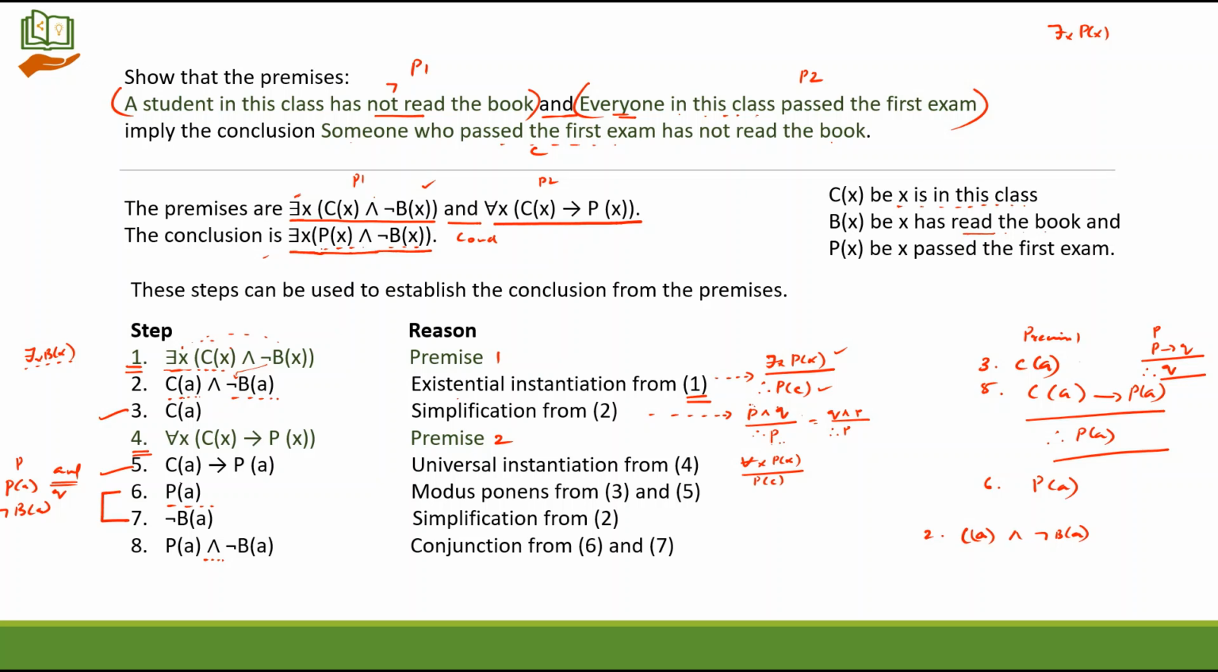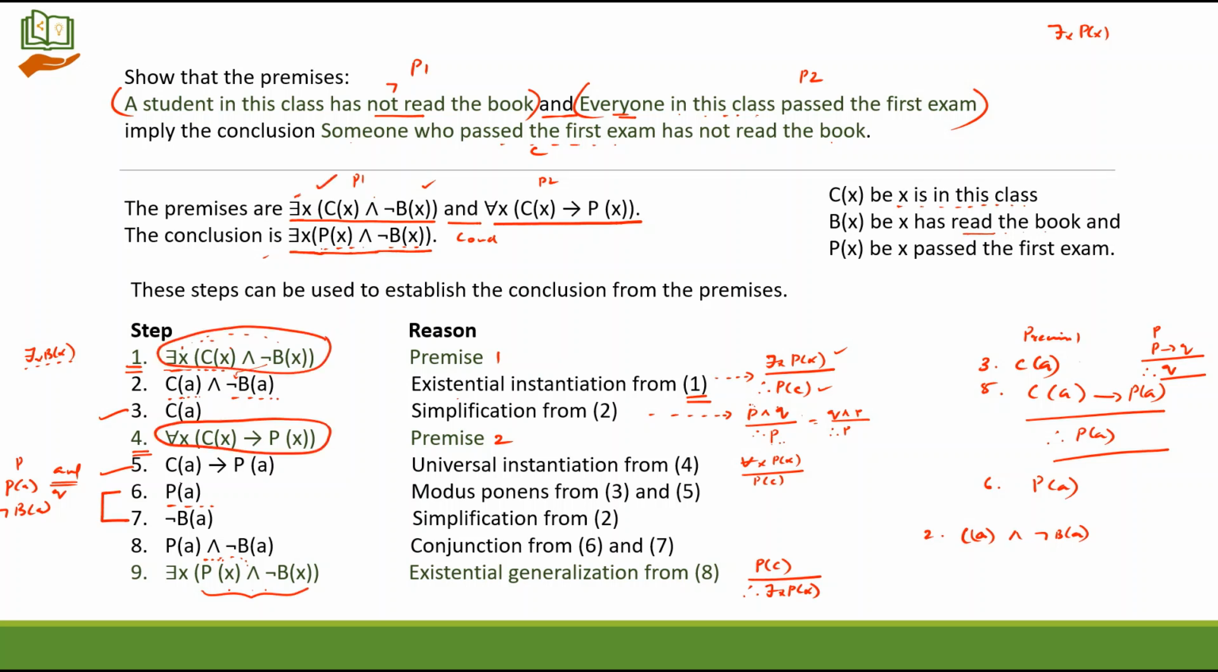Now you have to apply existential generalization to change it to P of x and B of x. It means when something is given for P of C, you have to change it to existential quantification. So this particular P of A will be P of x, conjunction will stay as it is, negation of B of A will become B of x, and overall everything will be given existential quantification. After applying so many rules of inferences, this is the conclusion.